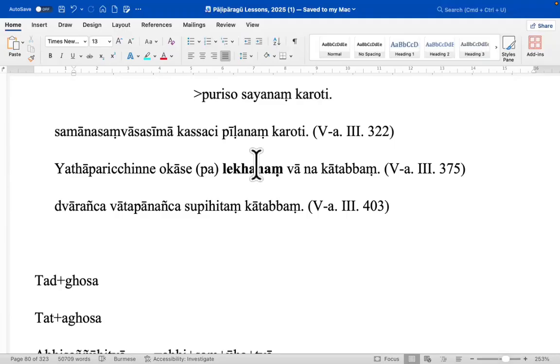Sometimes we use it like scratching also. For example, pamada lekha. There's also lekha. Pamada lekha. Lekhanam. Root likh, writing, scratching. I think so.